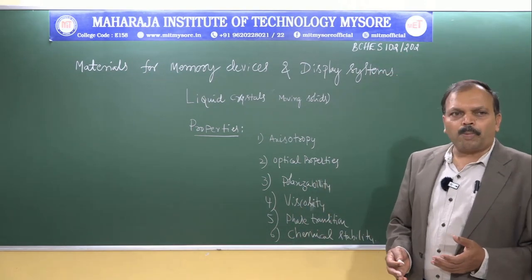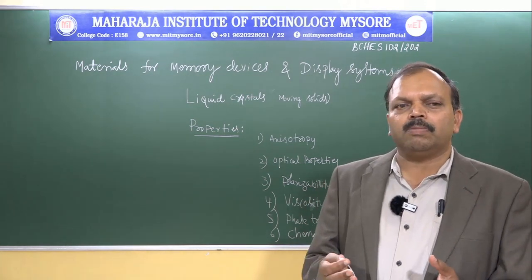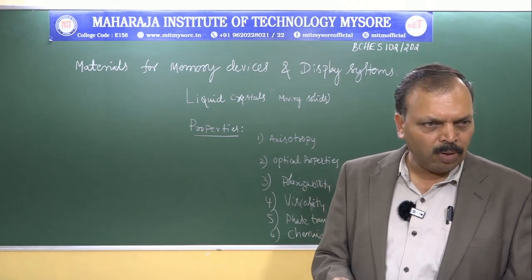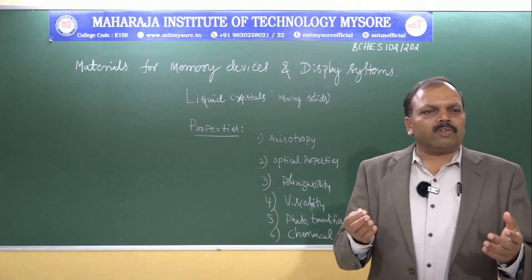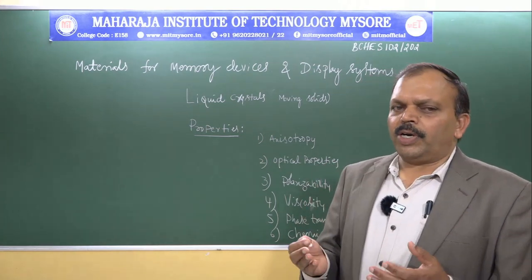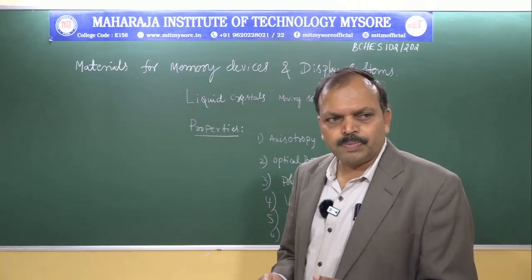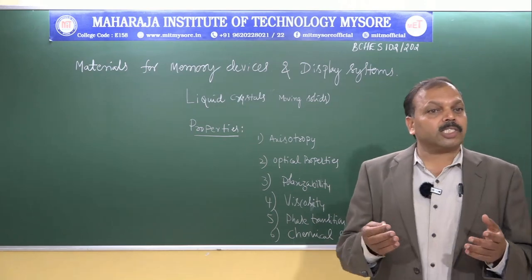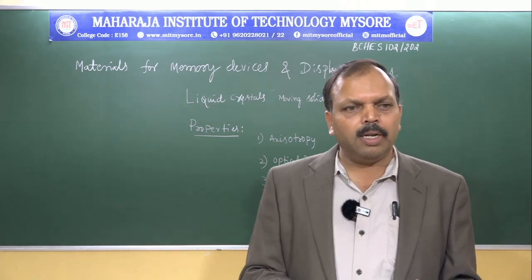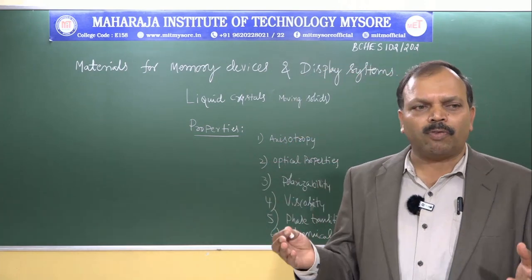Viscosity as the fourth property. Liquid crystals have relatively high viscosity, which makes them resistant to flow. Coming to the phase transition, liquid crystals undergo phase transition into different ordered states. This leads to a change in optical properties. And finally, coming to the chemical stability, liquid crystals are generally chemically stable, which makes them suitable for use in a variety of applications.